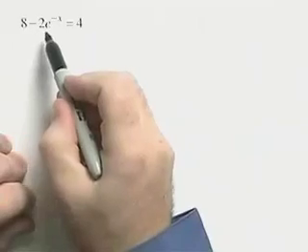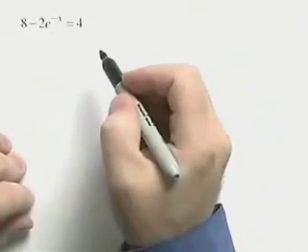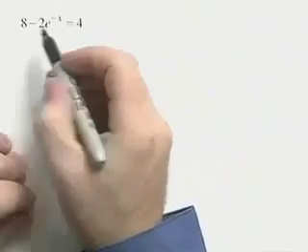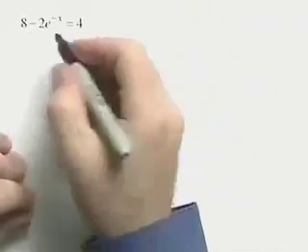For this problem, we're going to solve an exponential equation. Here we have the equation 8 minus 2e^(-x) equals 4. To solve the exponential equation, we first like to isolate the exponential term. We're going to do that by subtracting 8 from both sides.